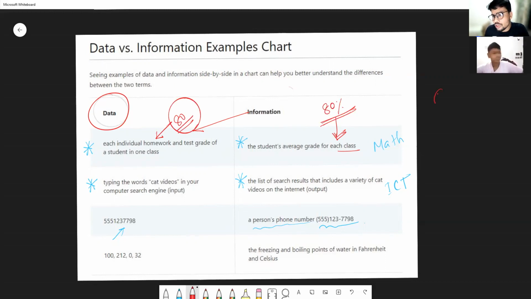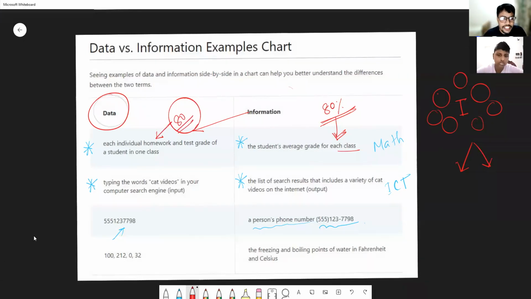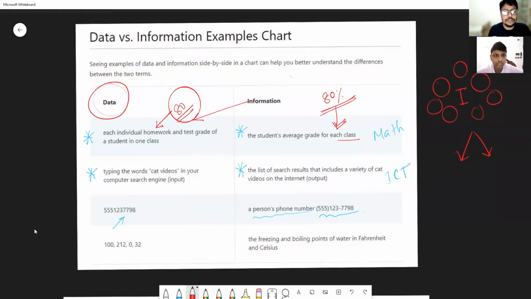If we collect so many data from different sources, then all data together becomes information, and we get an idea. In computer science also we use the same words, data and information. Basically in the ICT subject, data means input.